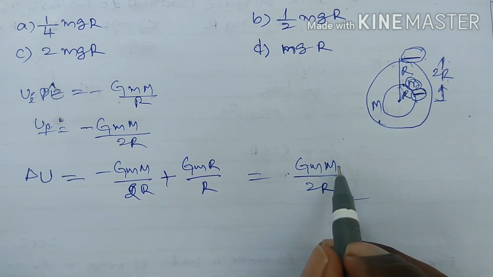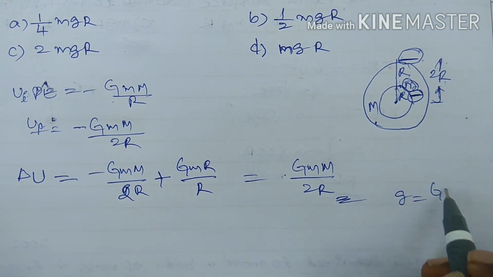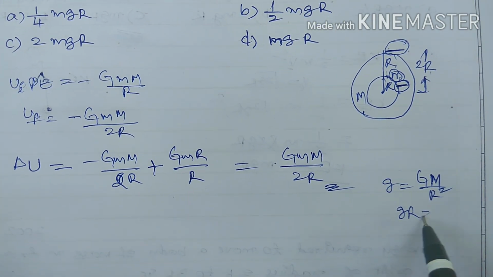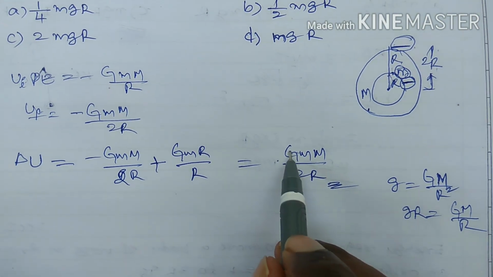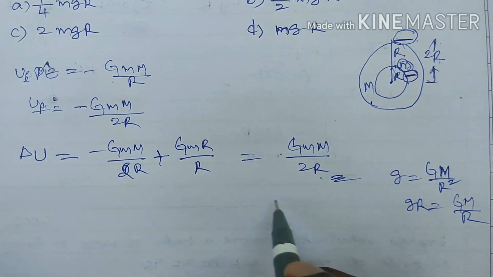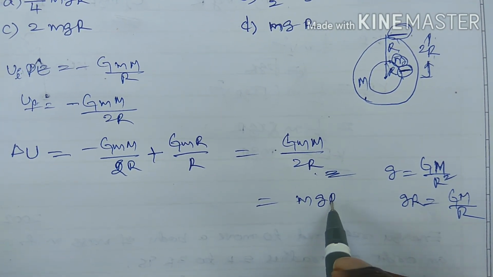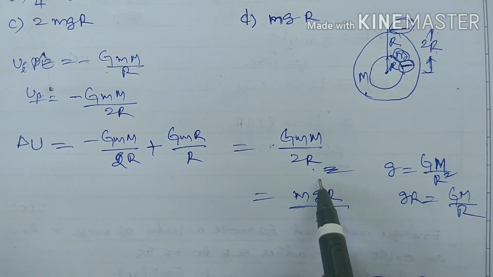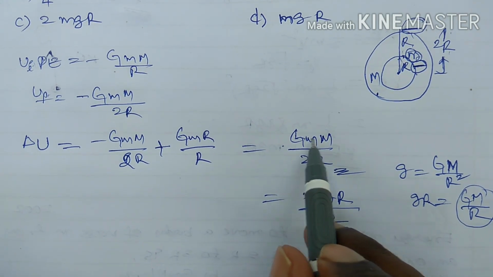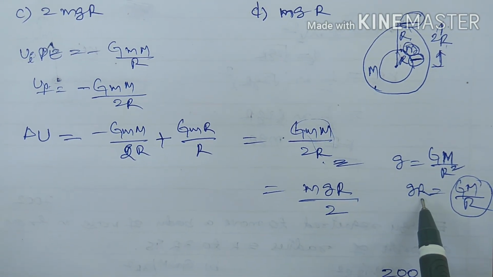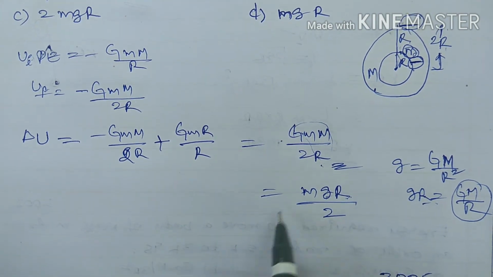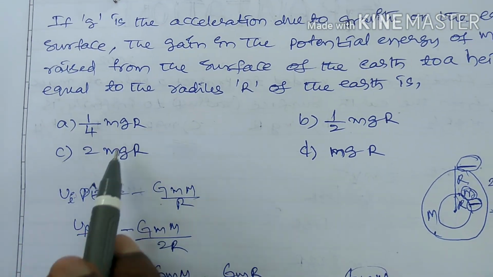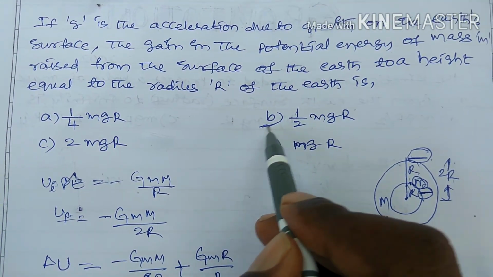Now we can write GMm by R. We know g is equal to GM by R square, so gR is equal to GM by R. Replacing GM by R with small g times capital R, we get m g R by 2, which is nothing but 1 by 2 mgR. Among the options, option B is the right answer.